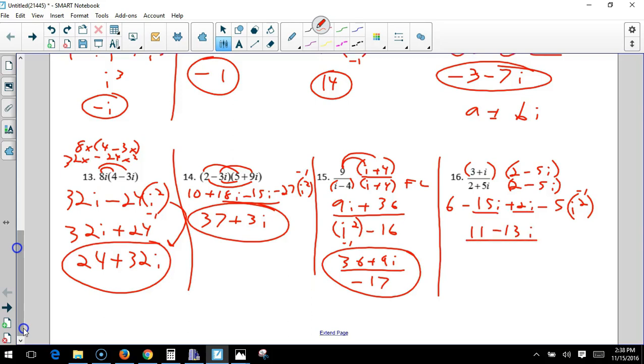Now the bottom, remember, all I have to do is FOIL. 2 times 2 is 4. 5 times 5 is 25, but a positive times a negative is negative. Then I have i squared, parentheses, negative 1. That's going to make the negative 25 positive. So I end up with 11 minus 13i over 4 plus 25, which is 29. Nothing can reduce.